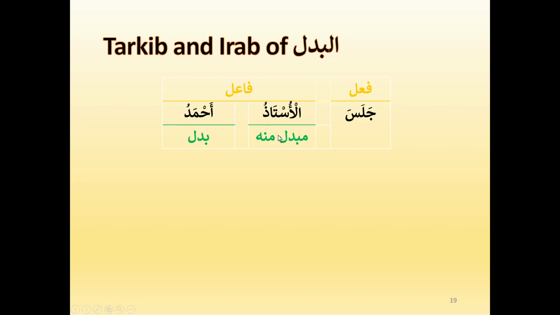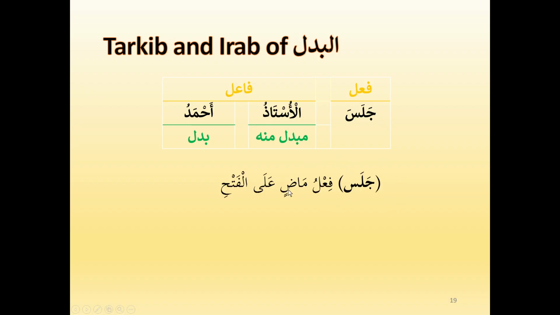You will not see mubdal minhu in your Irab, but you do see it in your tarkib. Yes, because it's telling you this badal is for whom? It's for the ustad. Ahmad is the same as ustad. So Ahmad the ustad sat down. So he did the sitting down.